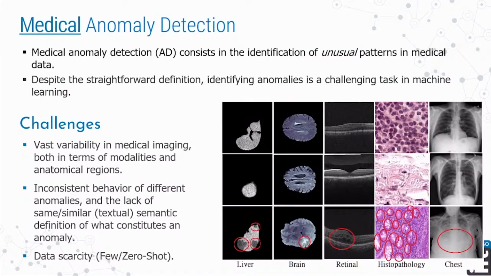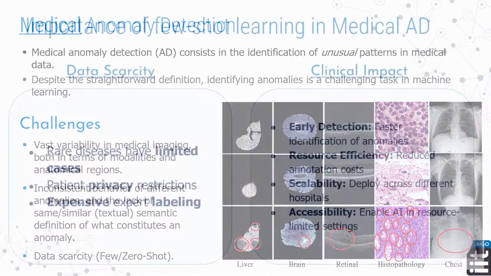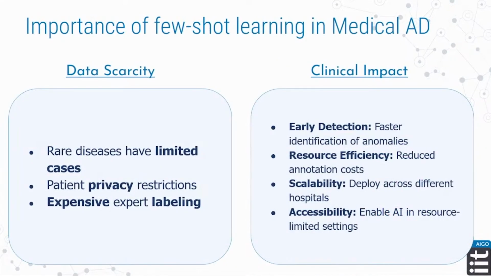And there is also a problem of data scarcity, because normally we have to come up with few-shot or zero-shot methods, let's say. Concerning this latter point, of course, we expect anomalies, which typically are related to diseases, to be very few with respect to the normal cases. And there are also problems of privacy and expert labeling, because the doctors are typically busy taking care of patients and not labeling images.